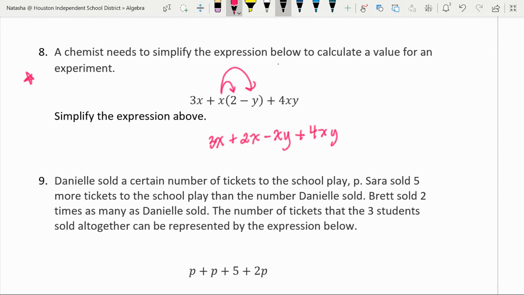Now, if you notice, you have like terms. You have 3x here and 2x there. That's going to become 5x. You also have additional like terms here, negative xy and 4xy. Now that's negative xy plus 4xy, so that's going to become plus 3xy.